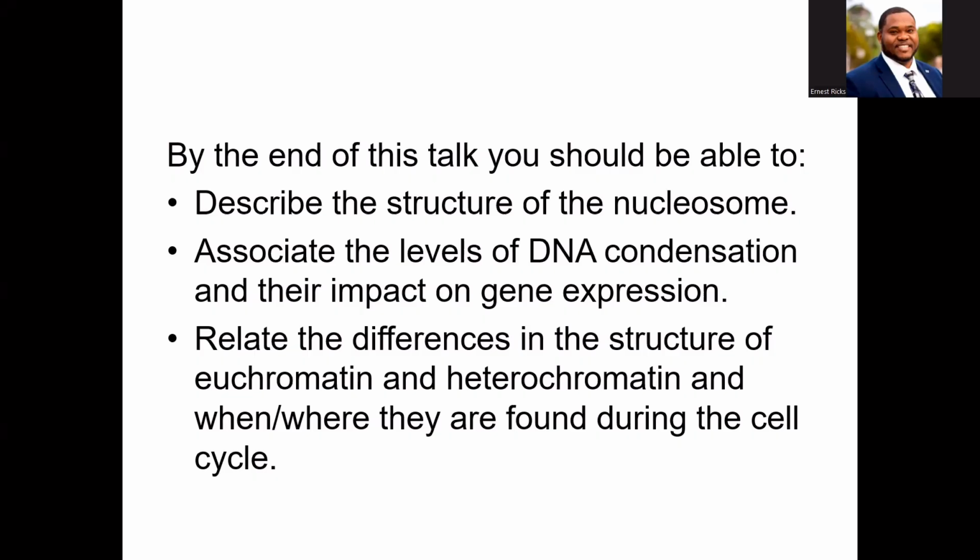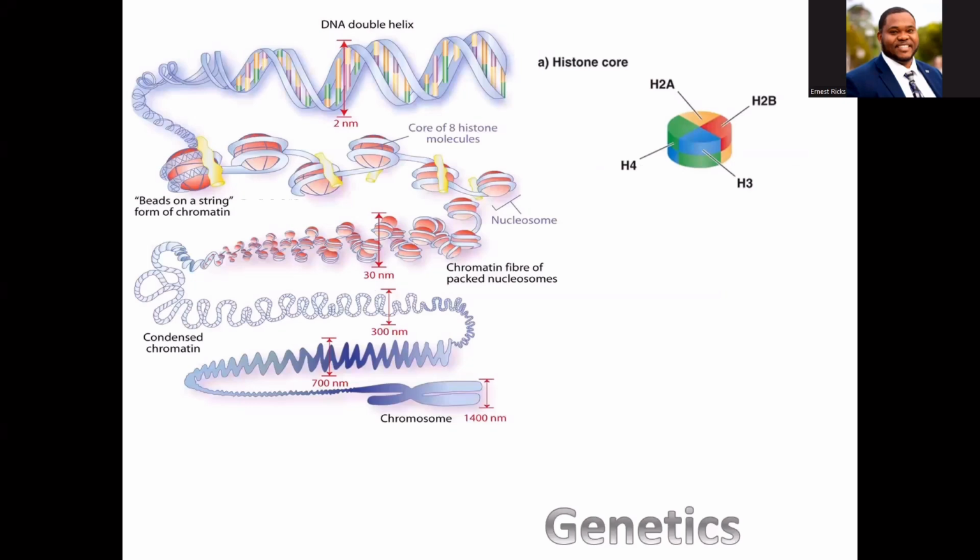And then finally, to relate the differences in the structure of euchromatin and heterochromatin and when and where they are found during the cell cycle. And so let's start off. And just to give you everything from the very beginning, I'm going to walk you through DNA condensation. And then we'll start to break down its role in epigenetics.